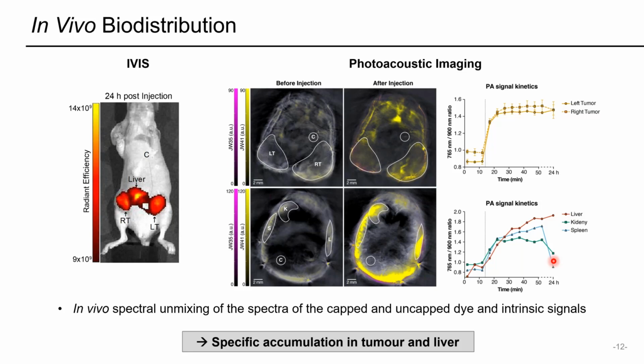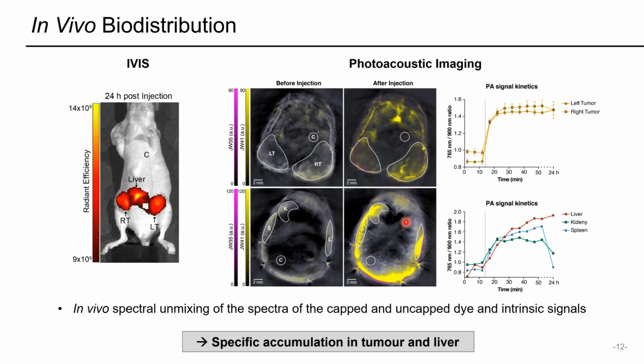We then further applied some spectral unmixing methods that allow us to unmix the spectra of the capped dye from the uncapped dye, as well as from the intrinsic background signal. And this resulted in the colored images you can see here in the photoacoustic imaging.